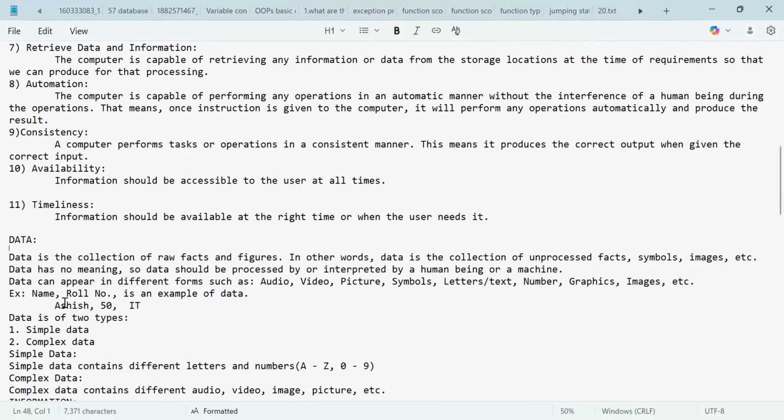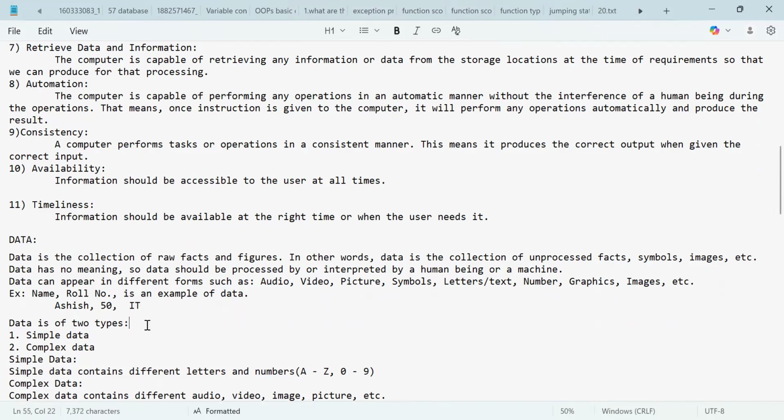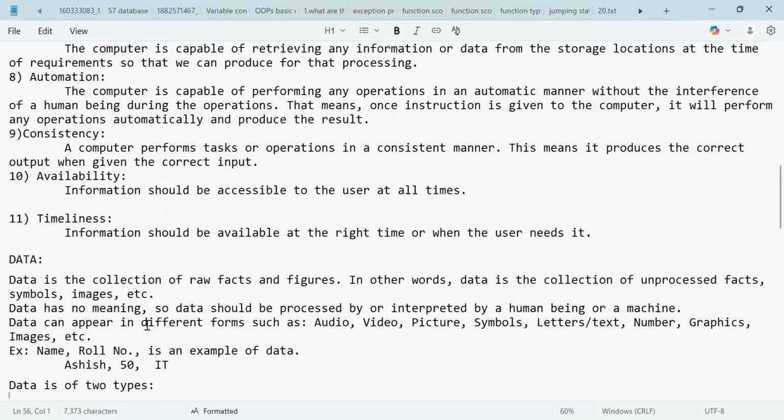One of the names is SS, the roll number is 50, and the subject is IT. So data is of two types. What are the types? Data is of two types.